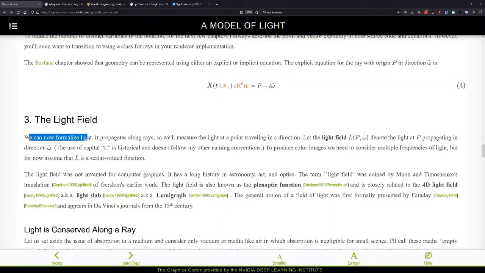We can formalize light. Yeah, we'll put it in a tuxedo. Light propagates along rays, so we'll measure the light at a point traveling in a direction. So the light field L at a point P and direction denotes the light at P propagating in direction omega. The use of L is historical.